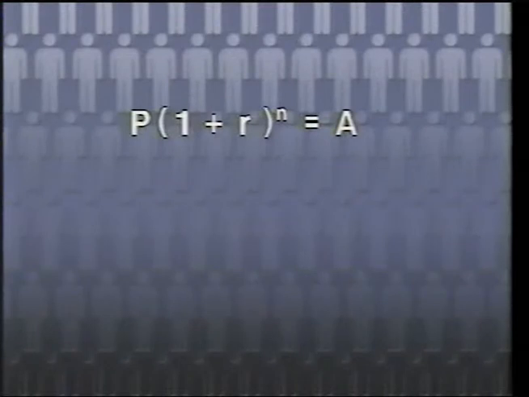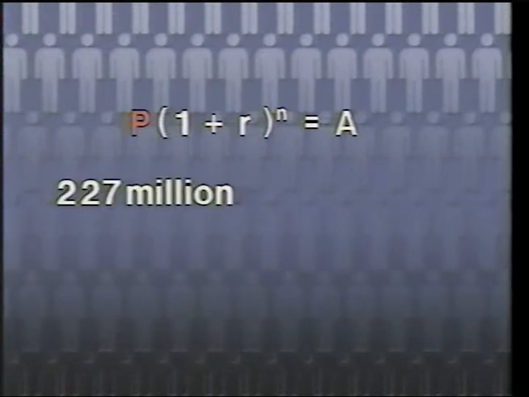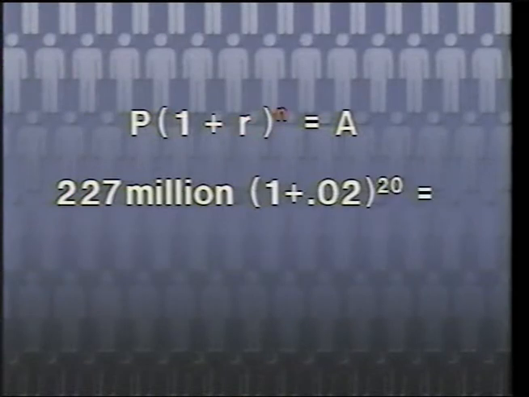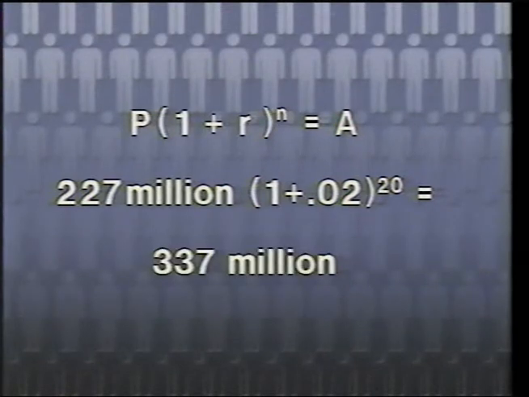population. Using the equation we've developed, let's figure out the U.S. population in 20 years. P equals the number of people in the United States today, 227 million. Let's assume that R, the growth rate, is 2%, and N equals 20 years. Solving the equation, the U.S. population in 20 years will have grown from 227 to 337 million people.